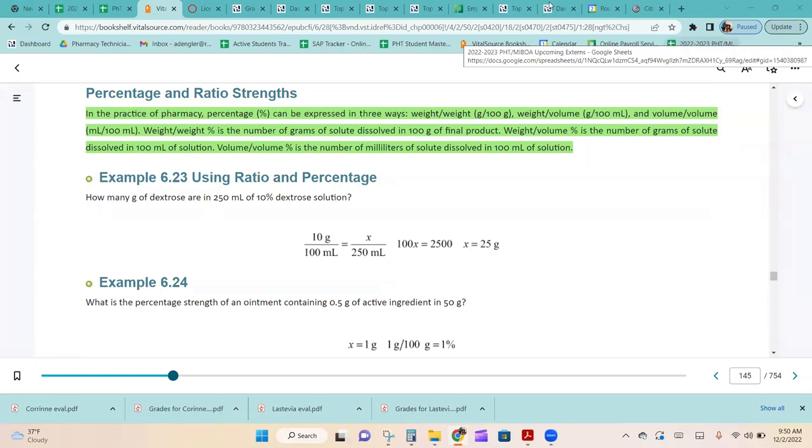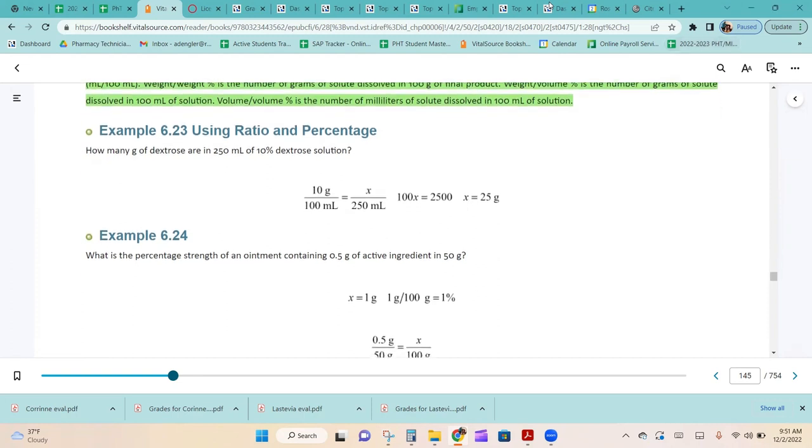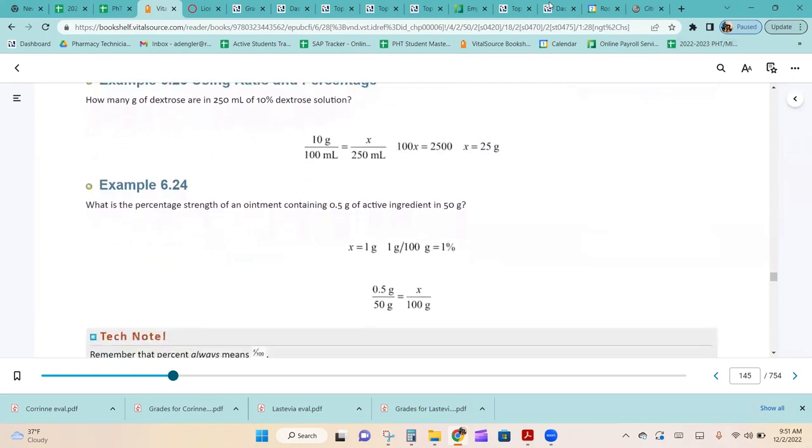In the practice of pharmacy, percentage can be expressed in 3 ways: weight per weight, weight per volume, and volume per volume. Weight to weight percentage is the number of grams of solute dissolved in 100 grams of final product. Weight to volume percentage is the number of grams of solute dissolved in 100 ml of solution. Volume to volume is the number of milliliters of solute dissolved in 100 ml of solution. Okay, we'll do some examples of those right now.